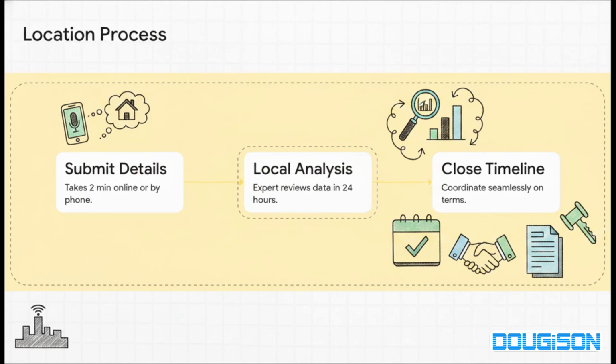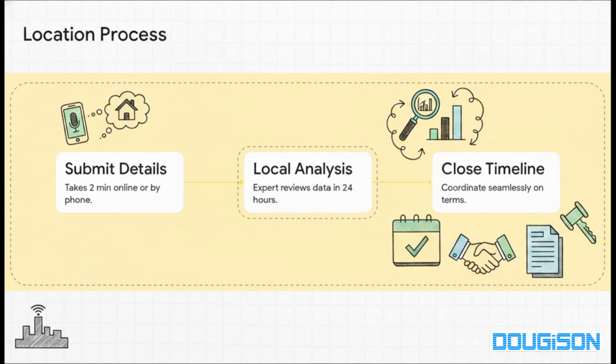And this brilliantly illustrates how a location-specific three-step process builds massive confidence by integrating local expertise directly into the workflow. Step 1, submit your details, saying it takes just 2 minutes to call your local line. Step 2, get your local market analysis, highlighting that within 24 hours, an expert reviews recent neighborhood comparables. Step 3, close on your timeline, mentioning seamless coordination with local title companies.